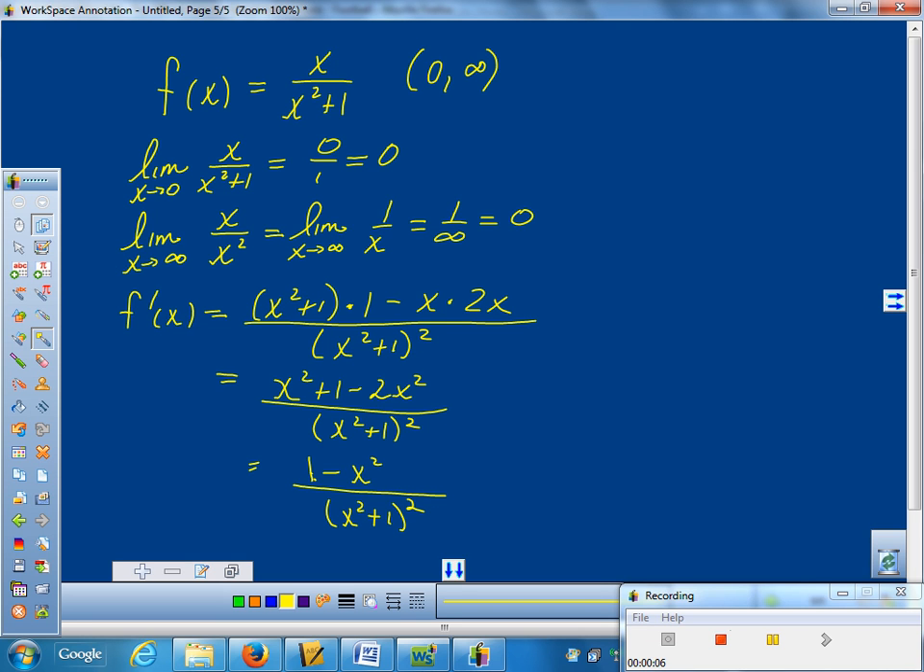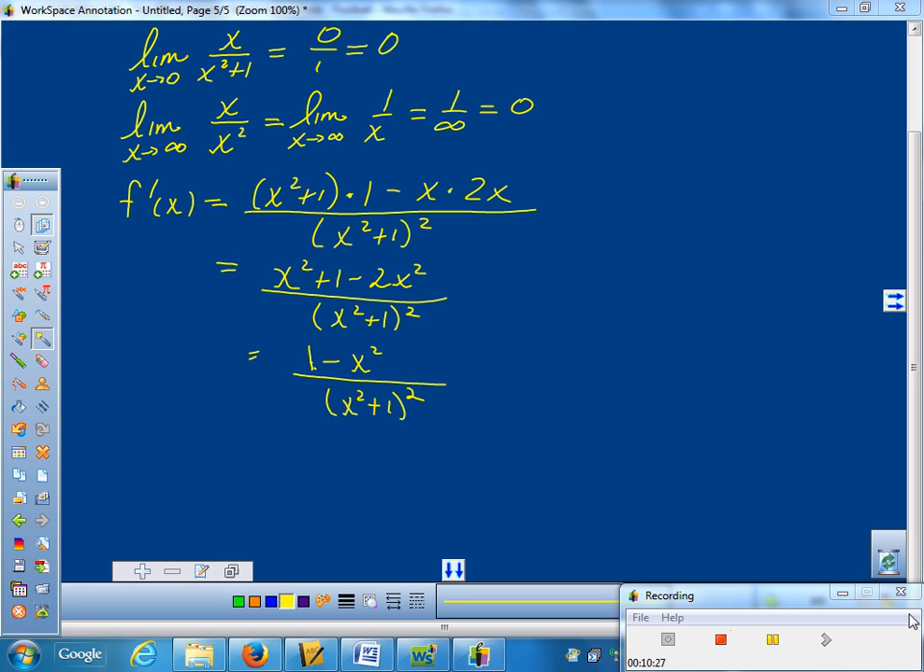Okay, gotta solve this puppy. What am I solving? Yeah, 1 minus x squared equals 0. Ooh, it's a toughie. I get plus or minus 1.